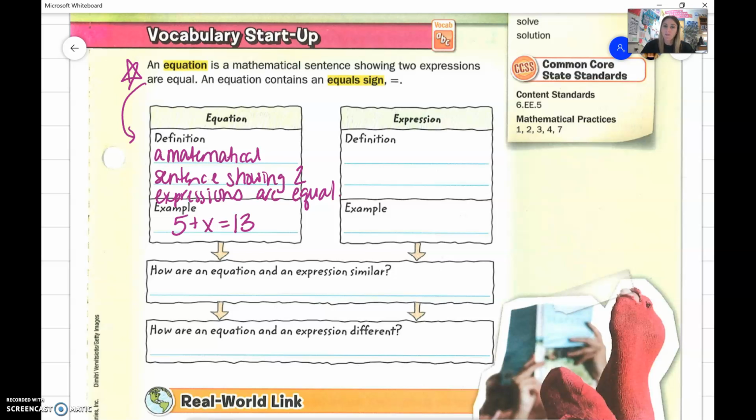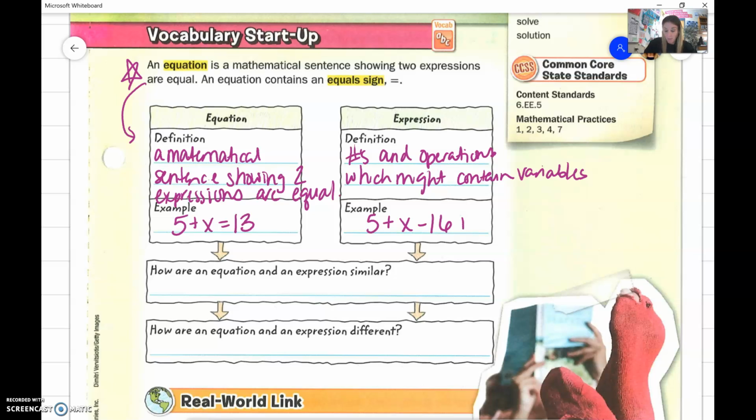Let's take a look at the definition of an expression. Remember, that is a combination that has numbers and operations which might contain variables. So it has numbers and operations which might contain variables. For example, we could see something like this. 5 plus x minus 16 plus 3 to the 4th. Okay, there's no equal sign, but it has operations and it has variables, possibly.